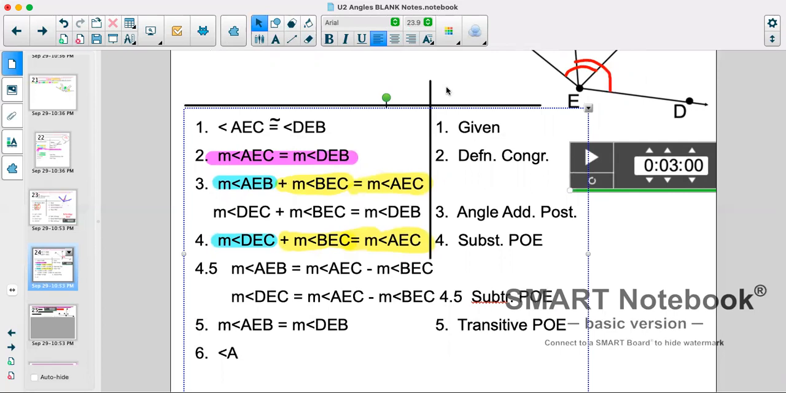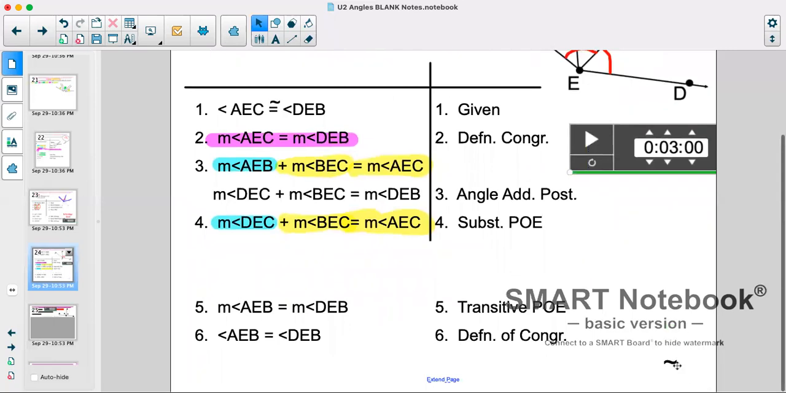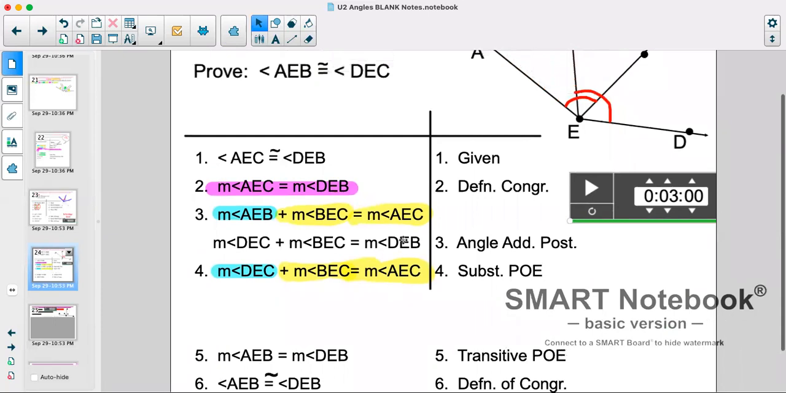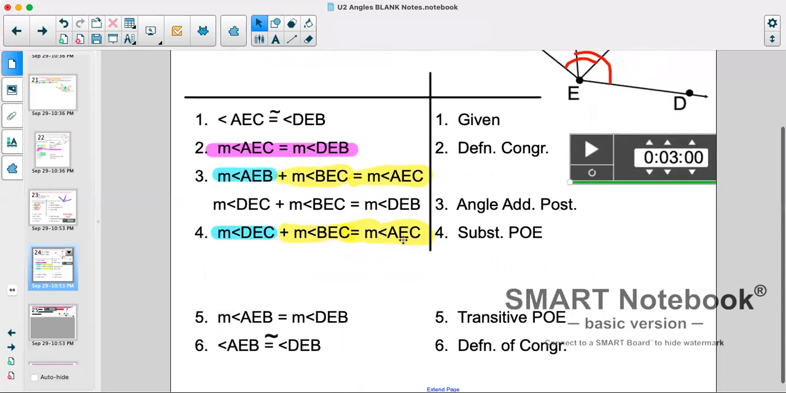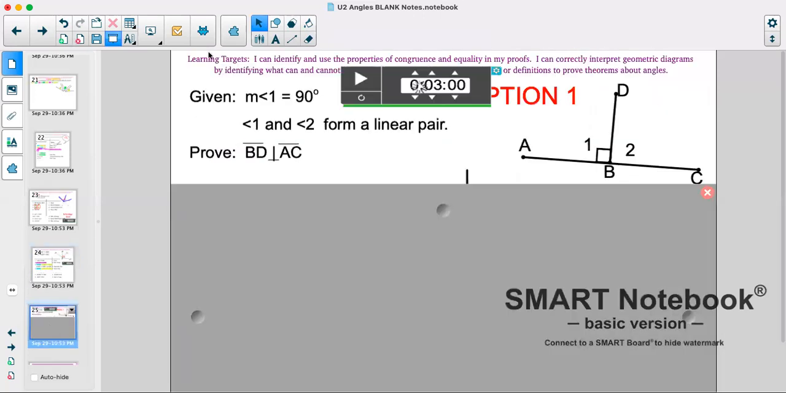So for me to completely finish this proof, I've got to say angle AEB is congruent to angle DEB. And I'm able to convert back and forth between equality and congruency using the definition of congruency. Okay. And so there's our second proof. Okay. All right, so moving on.